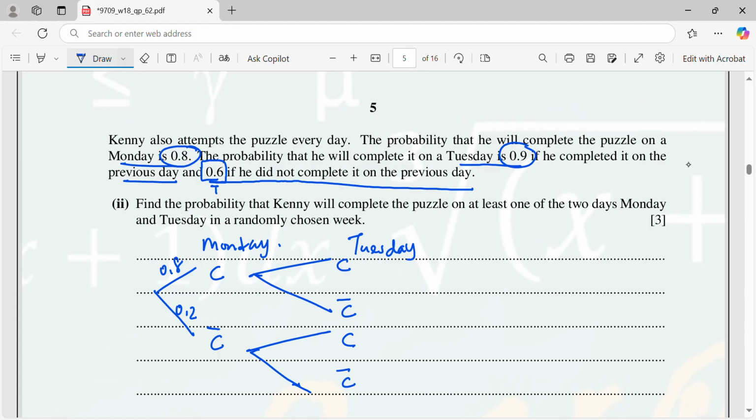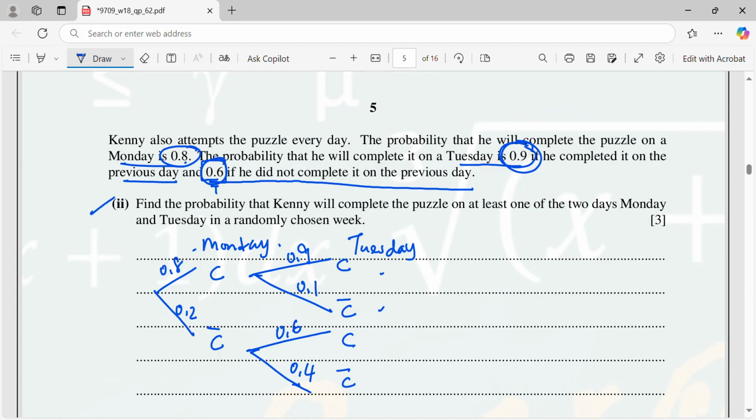So from here, 0.9 on Tuesday when it is completed on the previous day. So here is 0.9 because the previous day was completed. If completed, now from here, C and not C, it will total 1. So I will get 0.1 here. Then the 0.6 is when he did not complete on the previous day, but then he still completes on Tuesday. So here is 0.6. Then this is going to be 0.4. Alright, so this is the tree diagram.